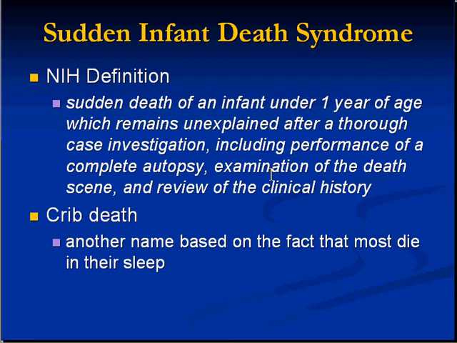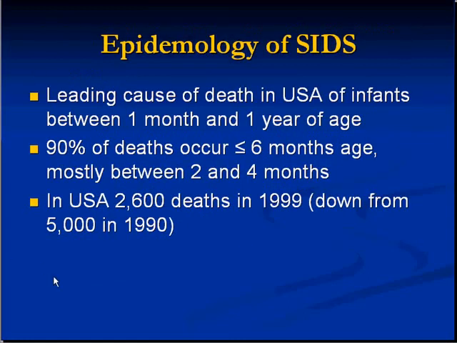If you don't have any anatomic findings and you have so-called circumstances that are classically present, you can diagnose the syndrome. It's also called crib death, totally synonymous. Crib death is SIDS, sudden infant death syndrome. It's the leading cause of death in the USA in kids between 1 month and 1 year.